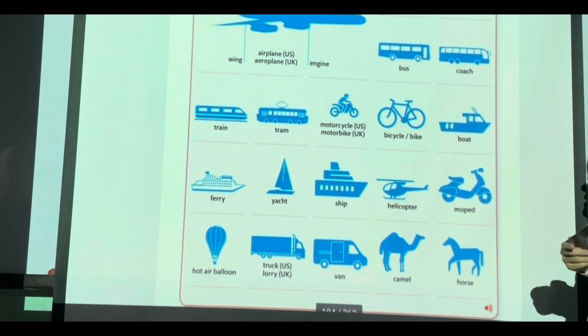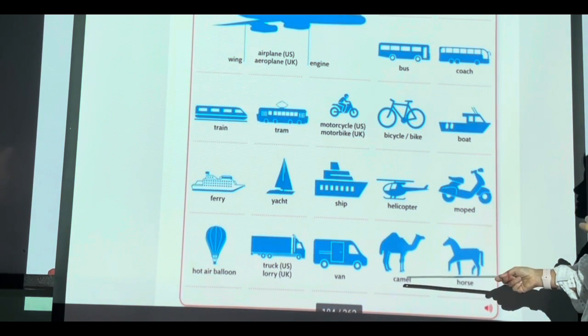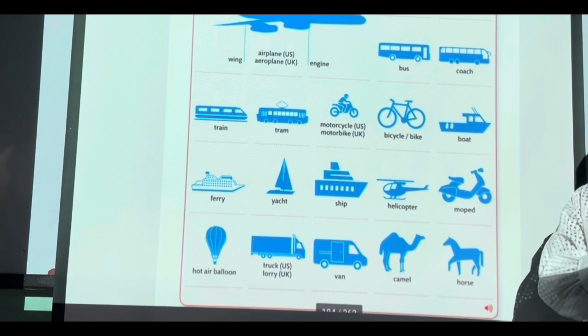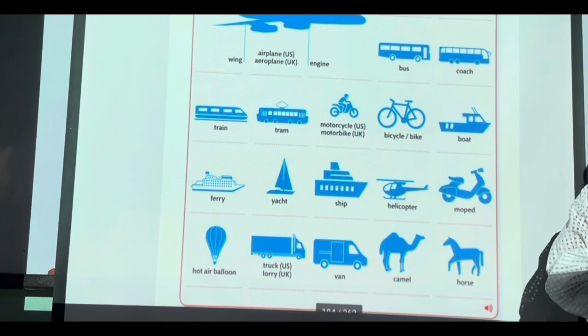So in Egypt people use camel as a transport, okay, to deliver some food or some product to families.